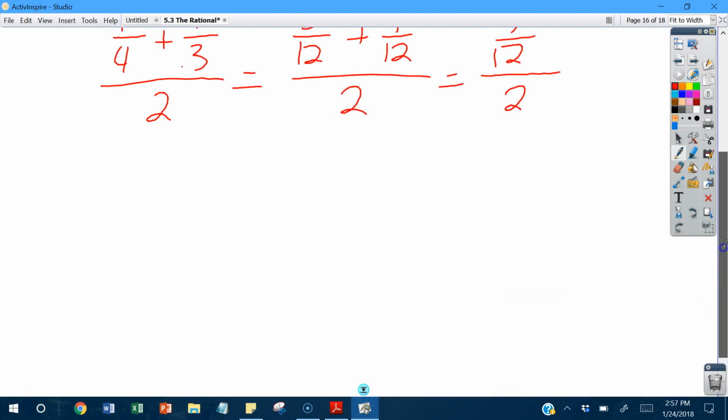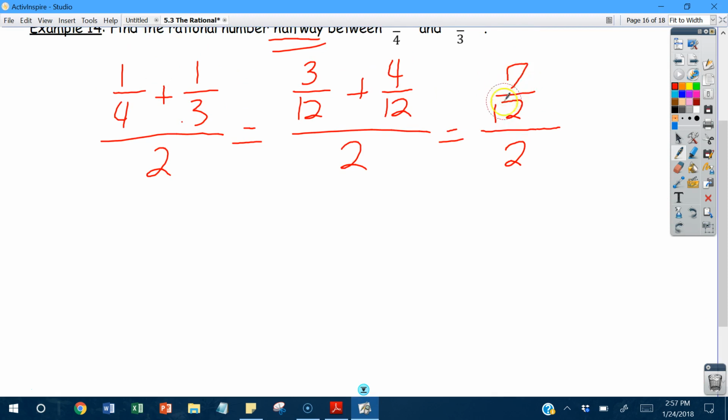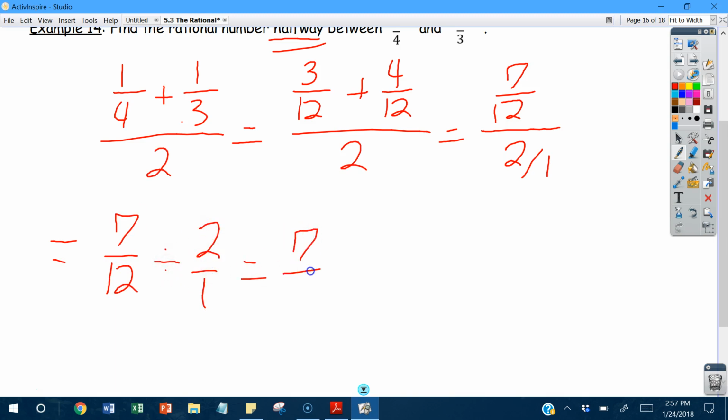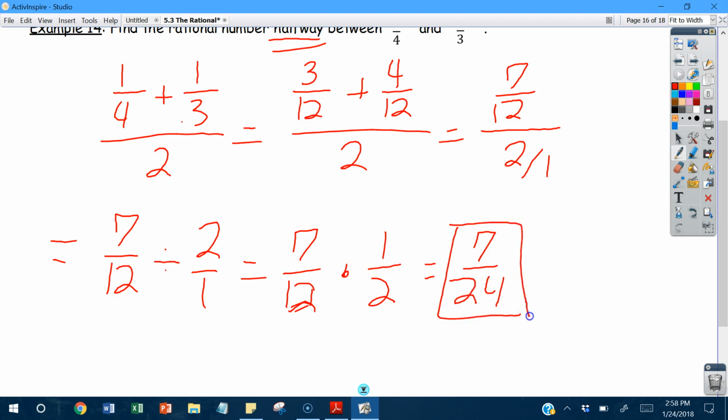And now we can simplify this. So this is 7 over 12 divided by 2, and you can even think of this as divided by 2 over 1. And I wrote that in there so we can rewrite this problem. So this is 7 over 12 divided by 2 over 1, which is really 7 over 12 times 1 over 2, which is 7 over 24, and that's my answer. So that's the number that's halfway in between 1/4 and 1/3.